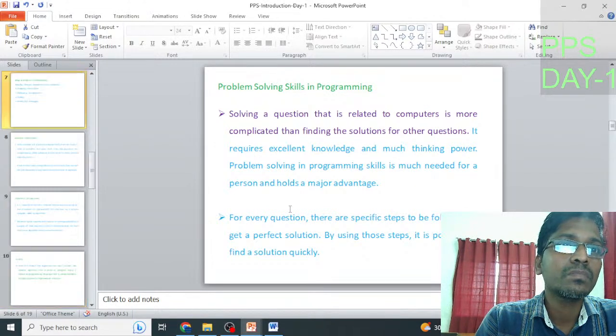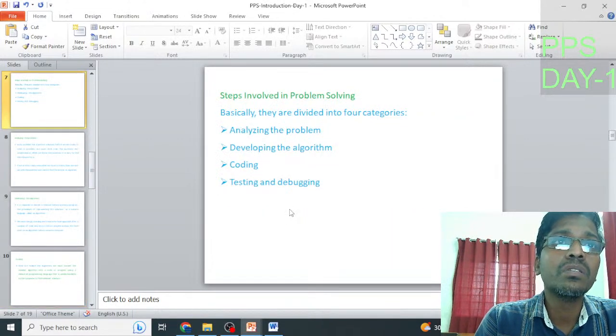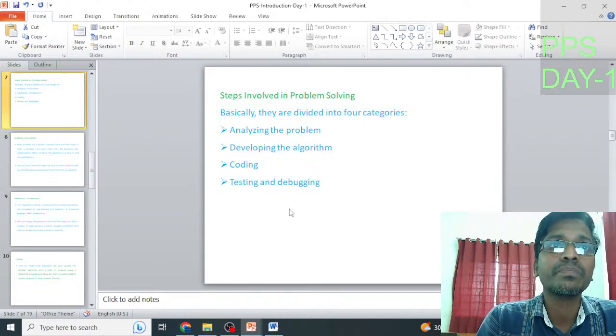So these are the steps involved in problem solving. Basically they are divided into four categories. The first one is analyzing the problem, after that developing the algorithm, after that coding, and after that testing and debugging of your program. Let us see the first one: what is analyzing the problem? That is an important step in problem solving.